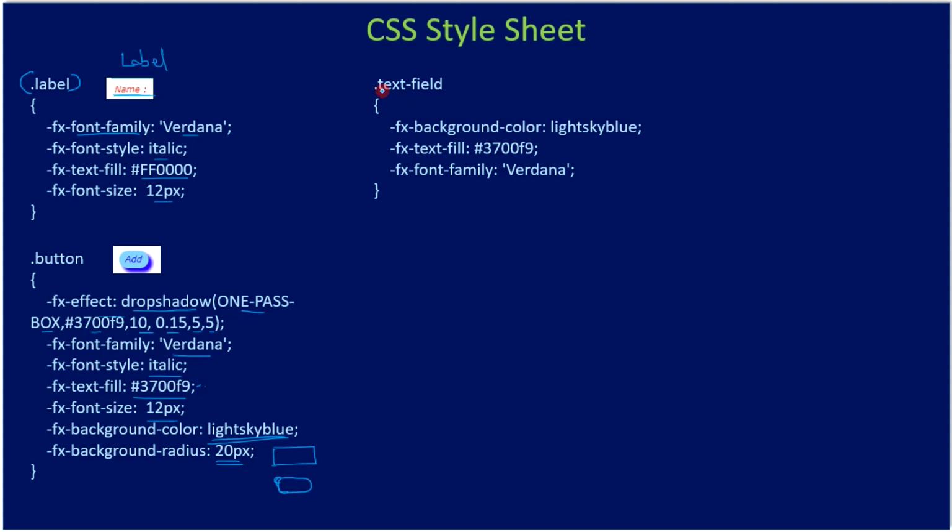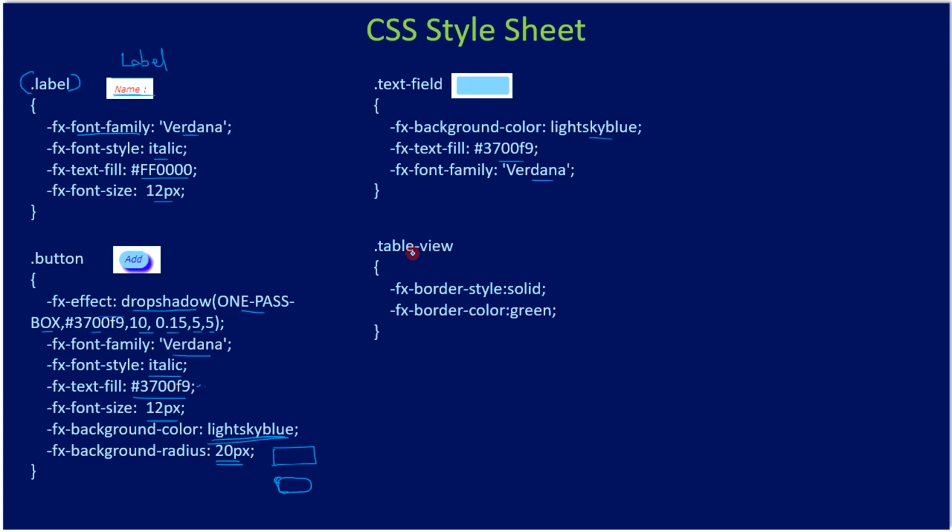Then for text field, if you see, background color is sky blue, and text fill color also we specified. Then font family is Verdana, it looks like this. Background color, if you see, sky blue. Here we used light sky blue. Here also we are using light sky blue, so that the button face as well as this background look unique.